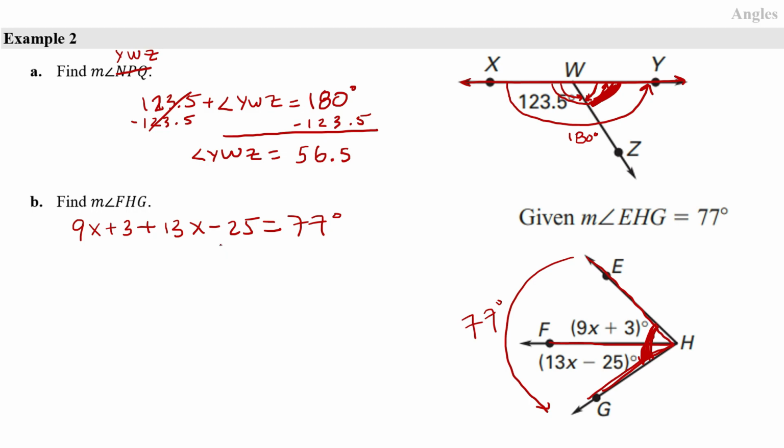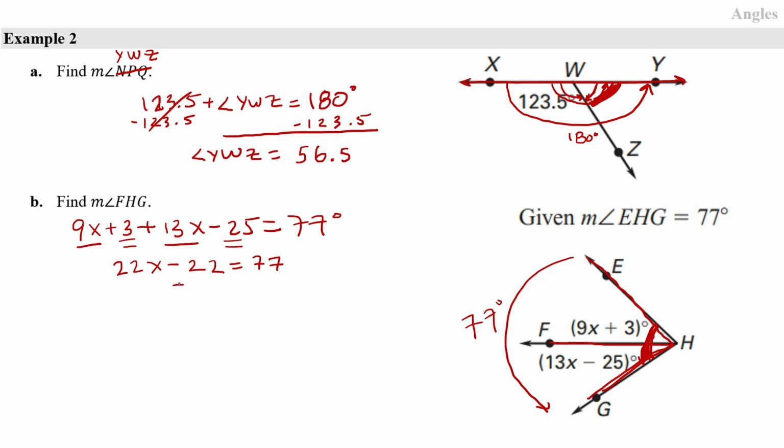Now just doing the algebra, I can combine like terms. 9x and 13x, if I add them together, is going to be 22x. And 3 minus 25 is going to give us negative 22. This equals 77.